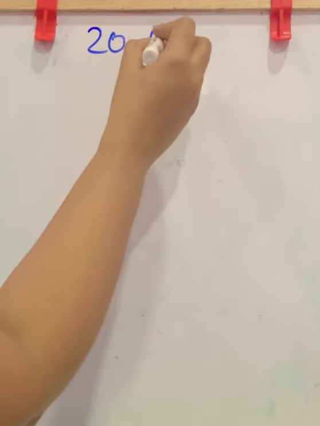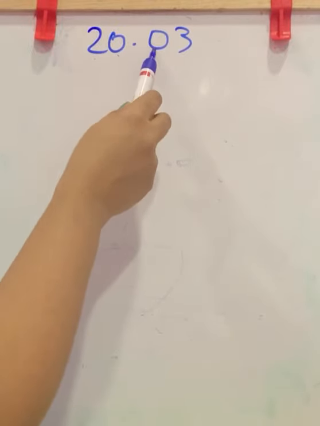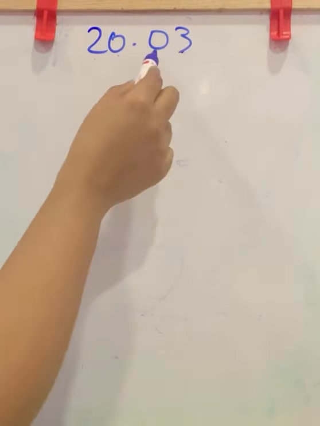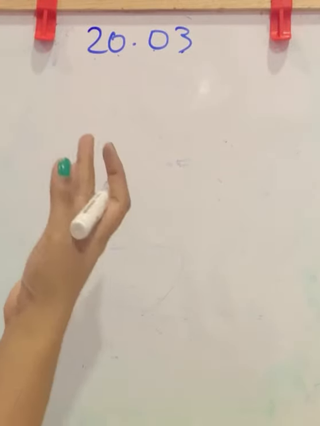Next, write the following decimal numbers in the expanded form. That is 20.03. Here this is units place, this is tens place, this is tenth place, 100 place, and this position is 1 by 10, this is 1 by 100. So I am going to expand this.